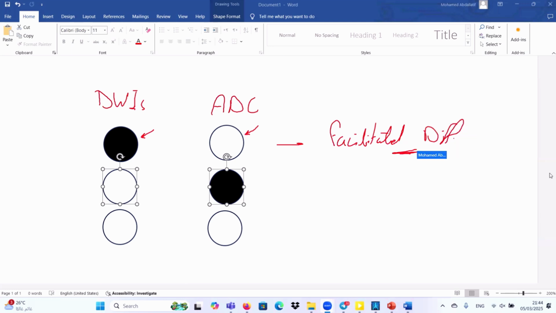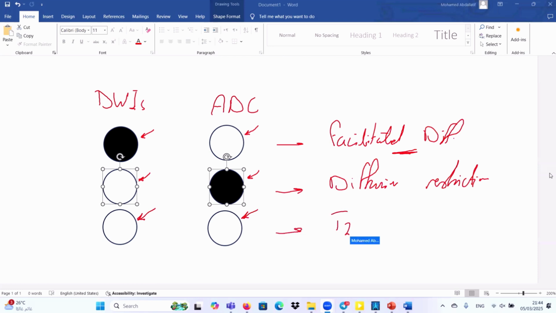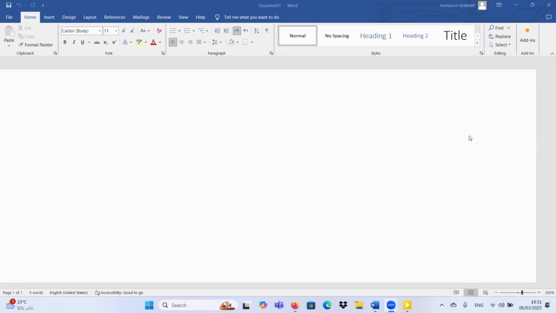So no diffusion restriction. If we have a lesion with bright signal in the diffusion and corresponding low signal in the ADC map, this is the typical form of diffusion restriction. If we have a lesion with bright signal in the diffusion and bright signal in the ADC map, this is considered T2 shine-through effect. T2 shine-through effect is considered not diffusion restriction. So this one is not diffusion restriction, this one is not diffusion restriction, and this one is the typical form of diffusion restriction.